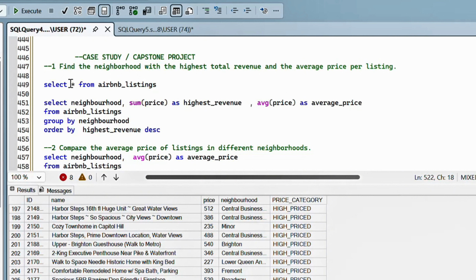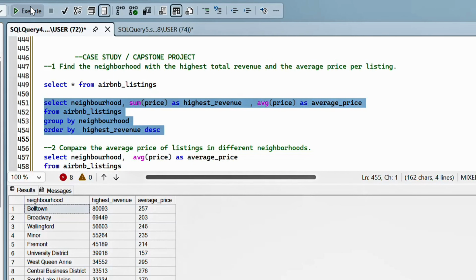So the questions are 10. The first question says find the neighborhood with the highest total revenue and the average price per listing. First of all, I used select all to see everything in my listings. Then I wrote this query and it gave me the answer that the highest is coming from Belt Town with an average price of $257. So I did select neighborhood, sum price as highest revenue, and the average. I grouped it by neighborhood and ordered it by the highest revenue. That's how I got the answer to the first question.